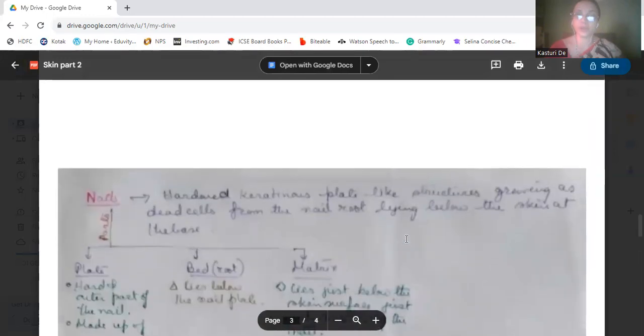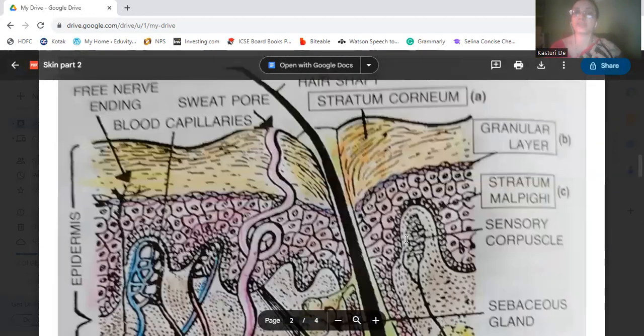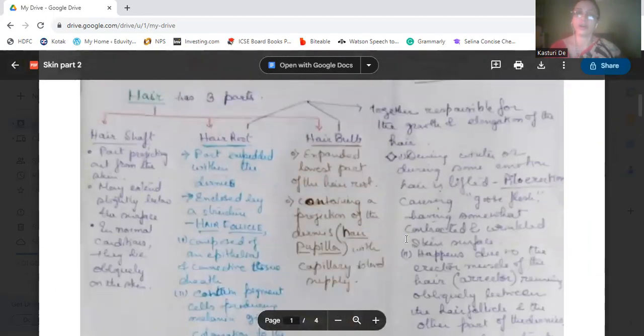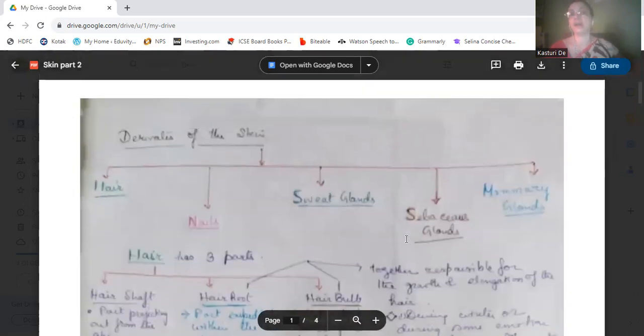So this much for today, and we will be discussing the other derivatives of the skin, that is sweat glands, sebaceous glands, and mammary glands, and some other glands which come under these. In the next video, we will discuss these types of glands. Okay. Till then, go through this.